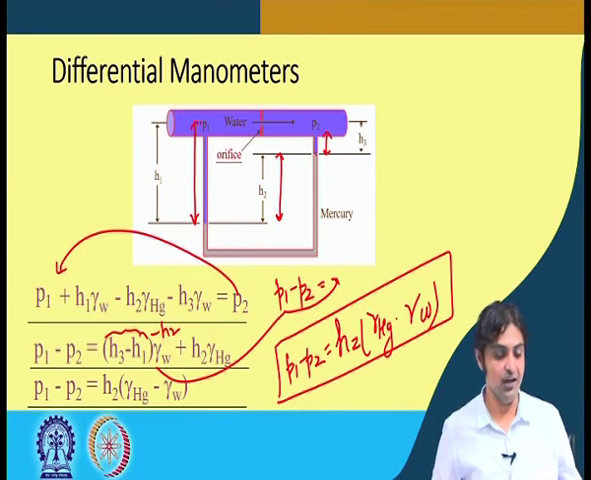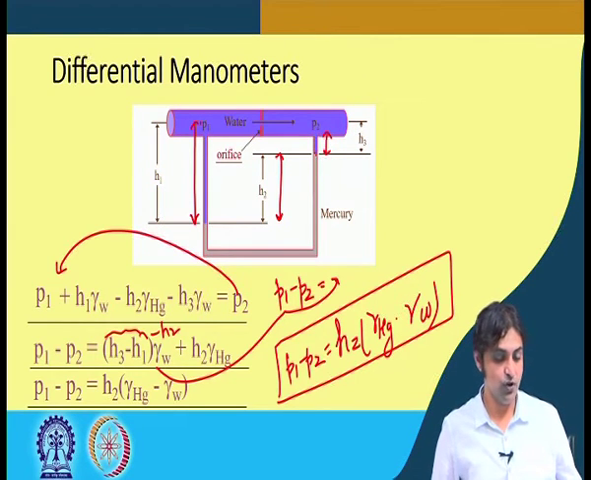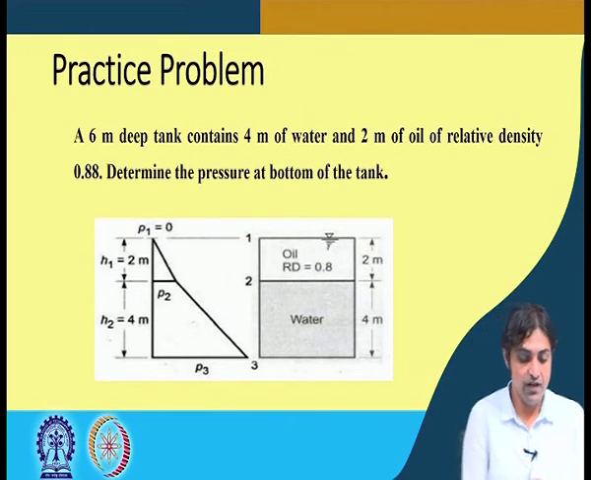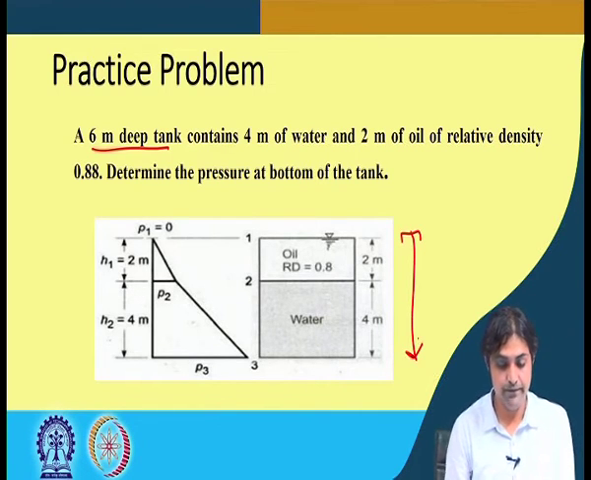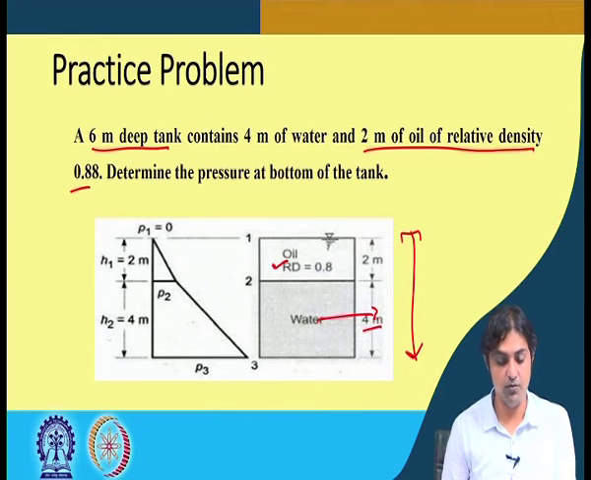Okay, nice. So this concludes my first part, where the pressure variation with location was there, pressure at a point. So we are going to solve some questions also, and this is quite important. So we have a 6 meter deep tank. So this is 6 meter, and contains 4 meters of water. So this is as it is written here, very clear, 4 meter, and 2 meter of oil of relative density 0.88. So we have an oil, the relative density is 0.88. We have to determine the pressure at the bottom of the tank.